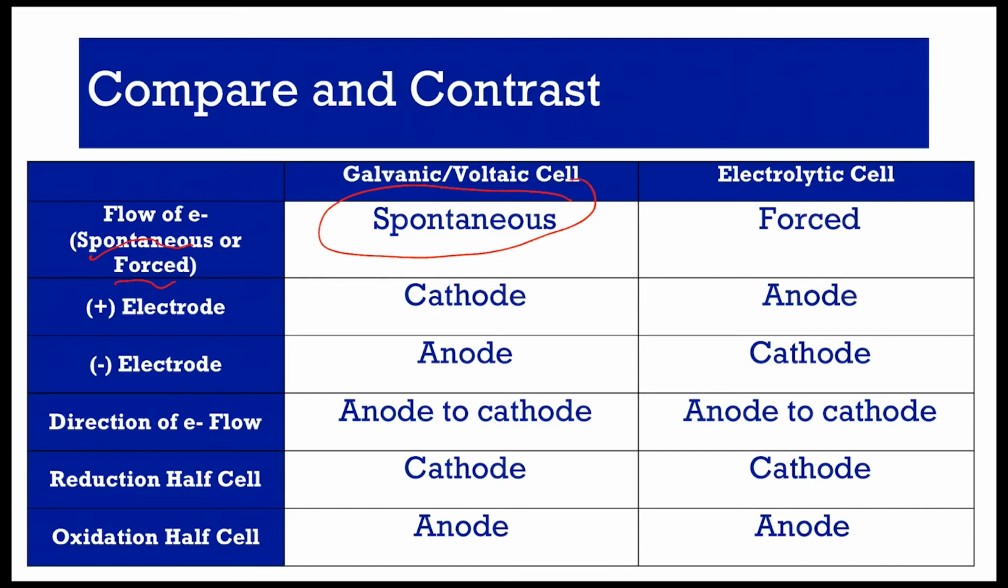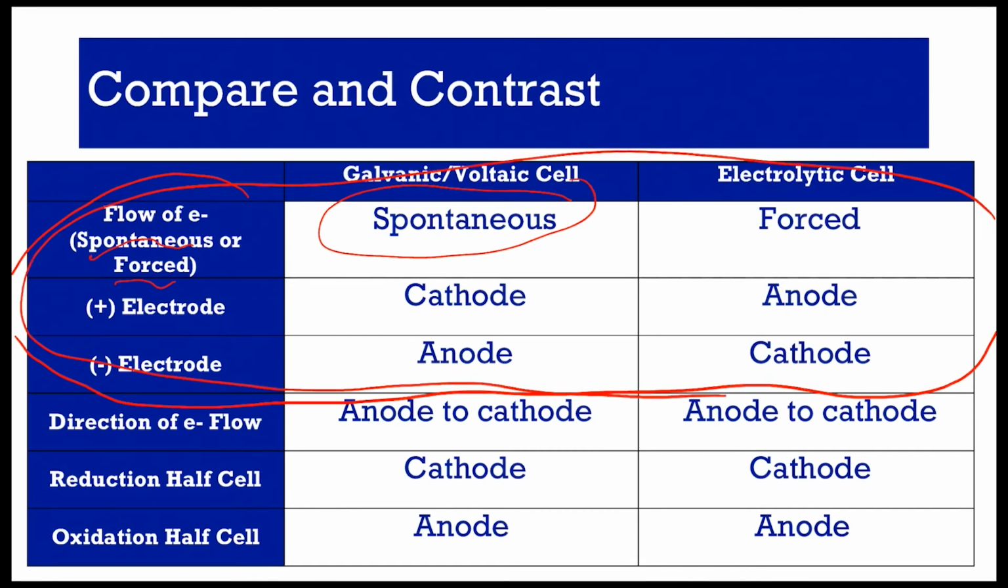The positive electrode in voltaic cells is the cathode. In electrolytic, that is the anode. The negative electrode is the anode in the voltaic cell, and the cathode in the electrolytic cell. So these first three things are where the differences occur. Everything else is the same. Electrons always flow anode to cathode. It doesn't matter what kind of cell, always anode to cathode.